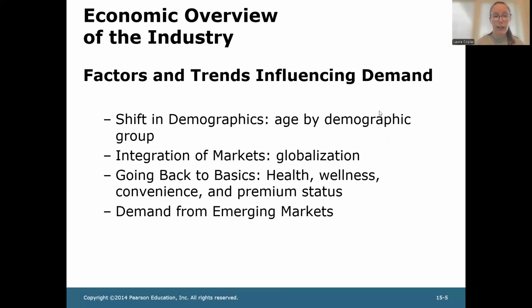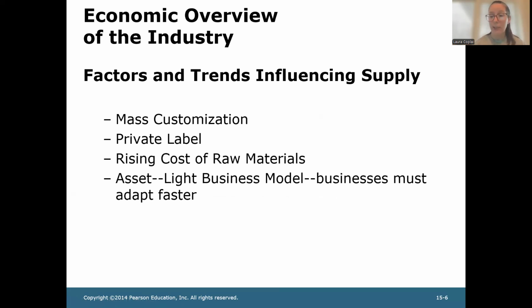So if we take a look at the economic factors of the industry and we look at those factors and trends that influence our demand, we look at shifts in demographics, maybe by age. There's a demographic group. Integration of markets, we look at globalization with this case. Going back to the basics, we're looking at health, wellness, convenience, and premium status, and then demand from those emerging markets. When we look at the supply side of things, we're looking at mass customization, private labels, rising costs of raw materials, the asset-light business model, businesses have to adapt to faster, okay?